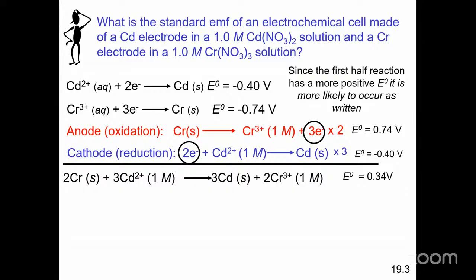Essentially, the first one is stronger, so it's going to take the electrons, and the other one is going to respond the opposite way. Exactly. Okay. And then you multiply by whatever and then add them together.